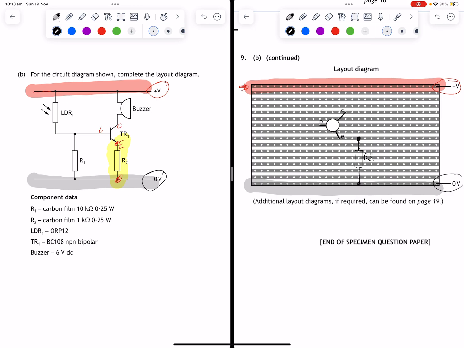Okay, next one, we have got a buzzer. Now the symbol for a buzzer on a strip board layout diagram is exactly the same as shown here. So what I'm going to do is I'm going to take my black pencil, and I'm going to take it from anywhere in this line. Let's say I'm going to take it from here. Okay, and it's going to go up to the voltage supply. And then all I'm going to do is draw in the buzzer.